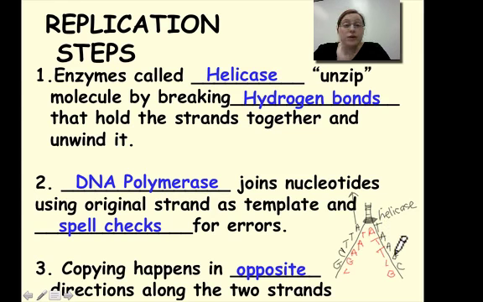We're going to review these steps in class by actually building our DNA molecule and modeling with 3D pieces exactly how replication occurs. If you have any questions, please email me and let me know.